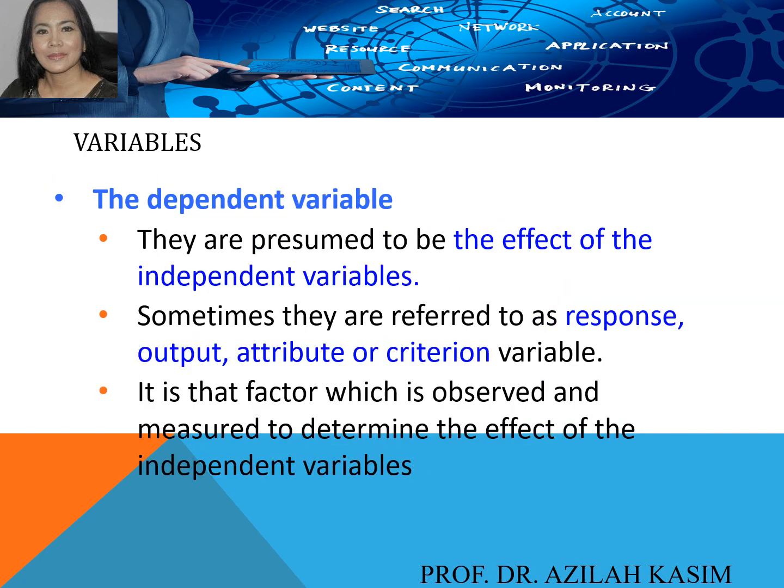The opposite end of that, the dependent variables, are the ones assumed to be affected by the independent variable. Sometimes they are referred to as response, output, attribute, or criterion variables. It is a factor which is observed or measured to determine the effect of the independent variables. So we look at the dependent variables and how they change as the independent variables change.